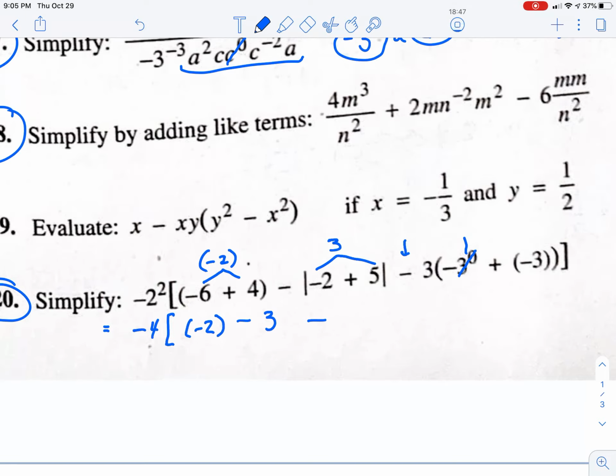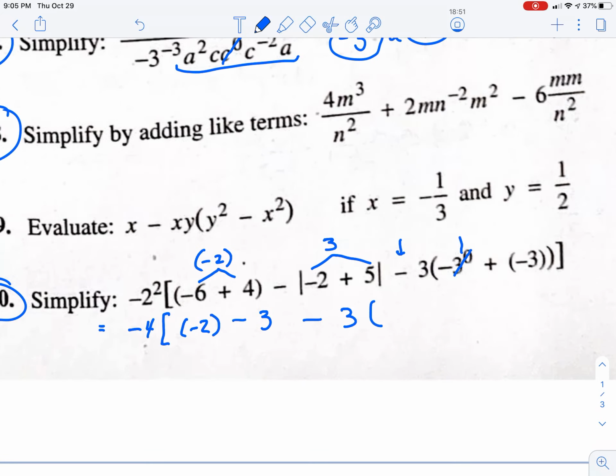Oh, minus, now I'm way over here. Looking at that right there. Minus 3 times, and I'm going to just go ahead and put what's inside here. I have a -1 minus a 3. Okay, now I can handle what's on the inside here. I have -4 minus 2 minus 3.